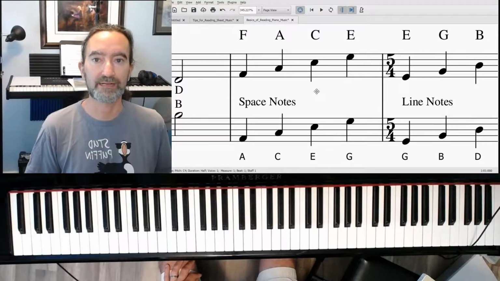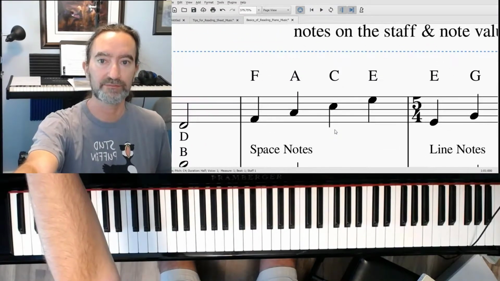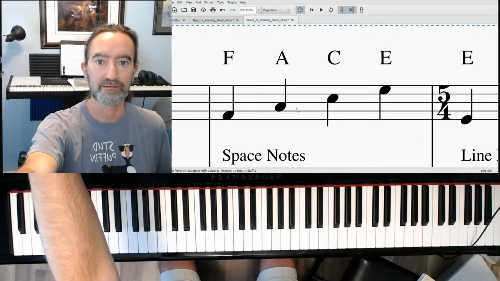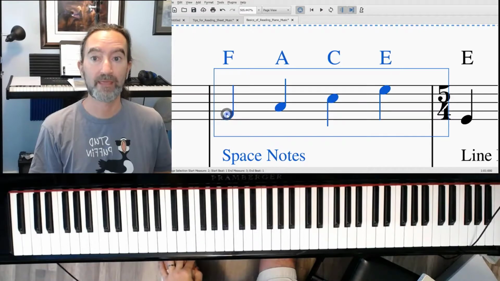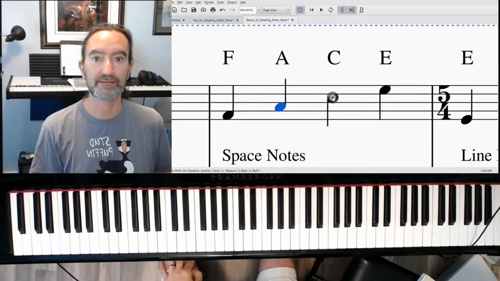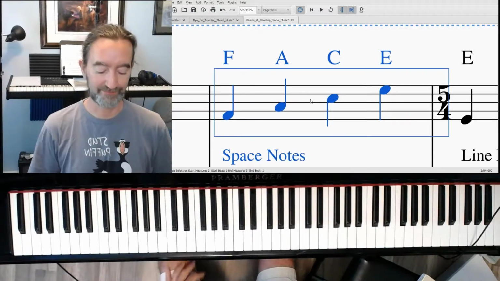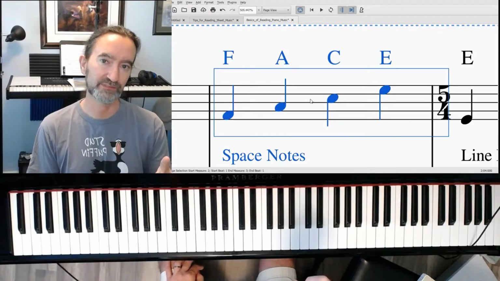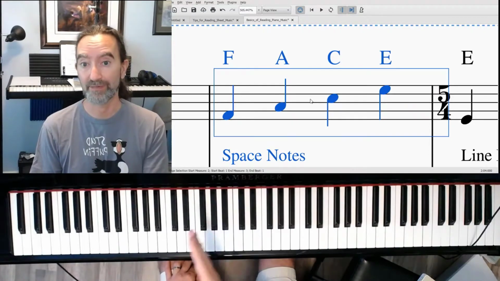If we look at the spaces in treble clef, let's just focus in on these. These four notes right here: F, A, C, E. Spells face. Really easy to remember. Let's find those notes on your keyboard though. Here's the first F. So remember, this is above middle C.